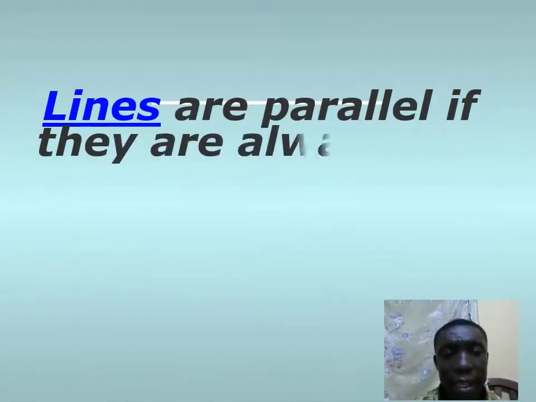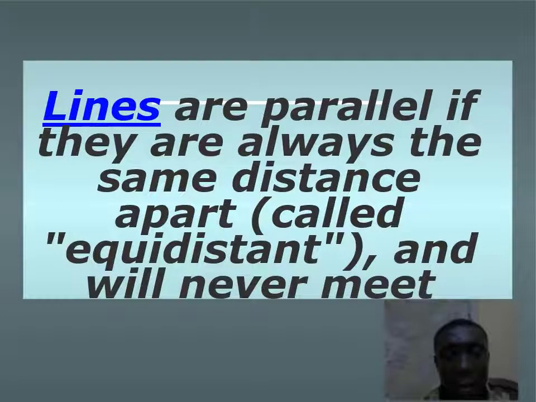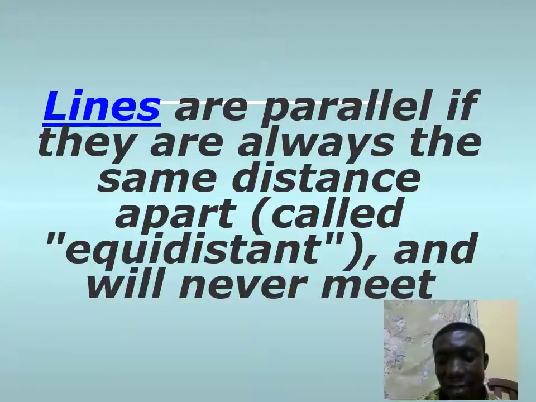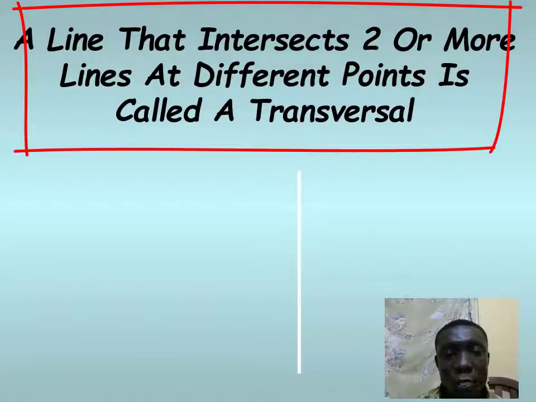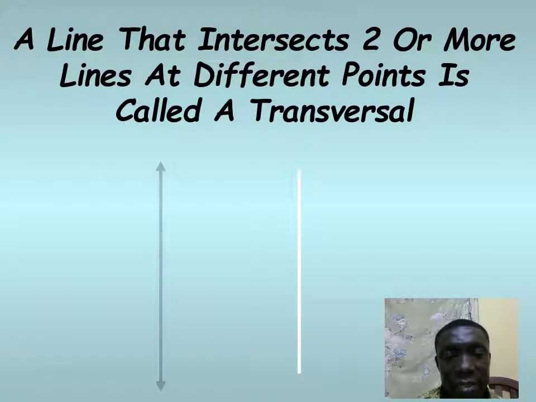What is a parallel line? Lines are parallel if they are always the same distance apart. We call this equidistant, and they never meet. What is a transversal line? A line that intersects two or more lines at different points is called a transversal line.